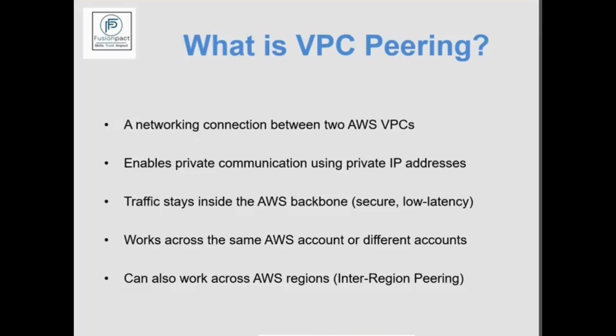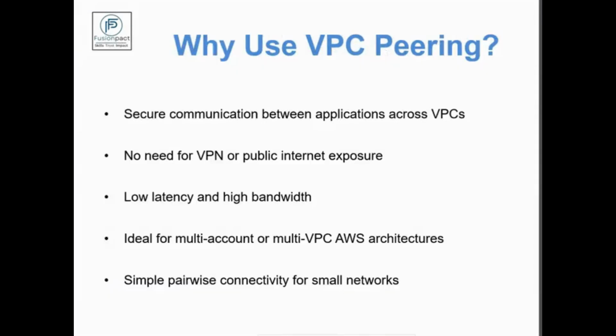We just have to mention in the routing tables that this is the VPC, and that every IP should be handled by AWS itself. It can work across AWS regions, and also across different accounts. Like, Jayant, if you have an AWS account and I have an AWS account, and we have two VPCs where our apps are running, we can connect them using VPC peering, and it also works across different regions. So what's the need of VPC peering?